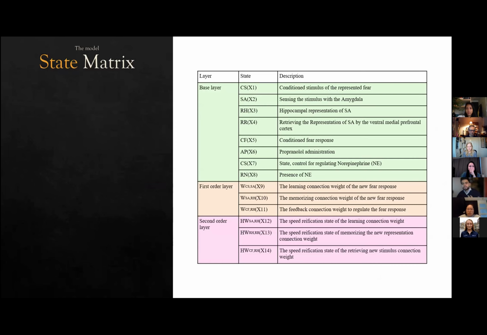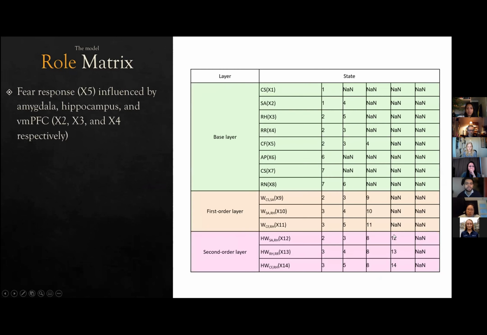So let's move on to the state matrix. Which states are actually in this model? We have the base layer with 8 states, the first order layer with 3 states, and a second order layer with 3 states. As you can see here, the neural model and the model for propranolol administration, and then the learning layer and the speed layer, let's call it that for now.